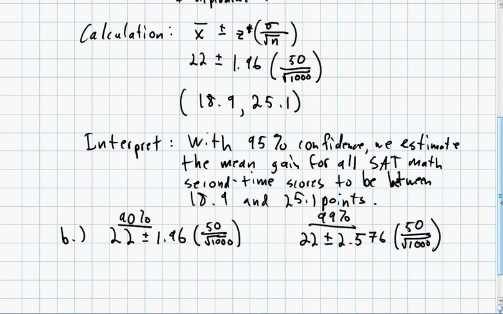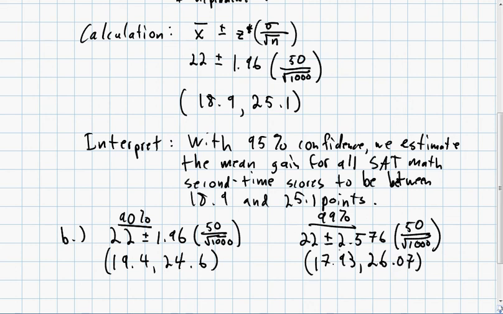And when we do that, we end up with our answer: for 90%, 19.4 to 24.6. And for 99%, 17.93 to 26.07.